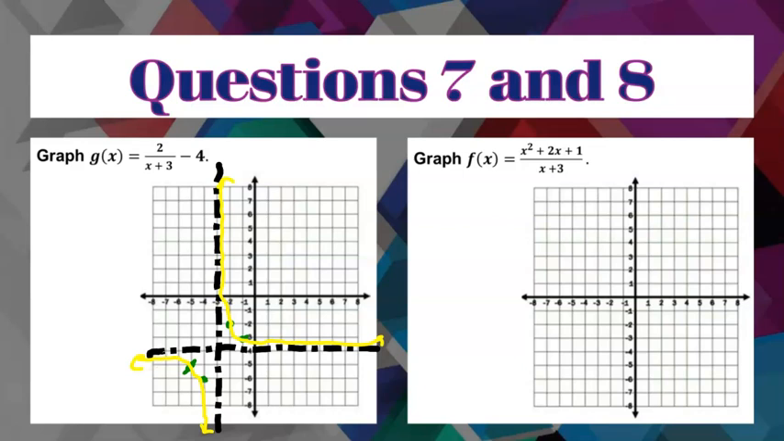Question 8. Here we have a rational function. So the first thing we're going to do is determine our vertical asymptotes. The vertical asymptote is what's going to make the denominator equal to 0. And if I do x plus 3 equals 0, x would have to be -3. So I'm going to put a vertical asymptote at -3.